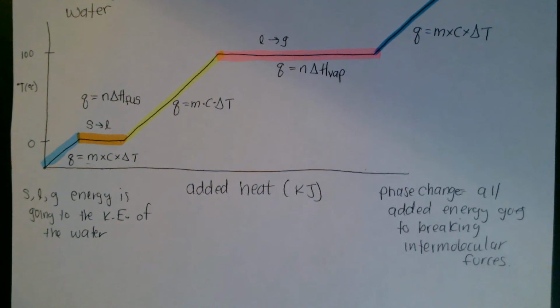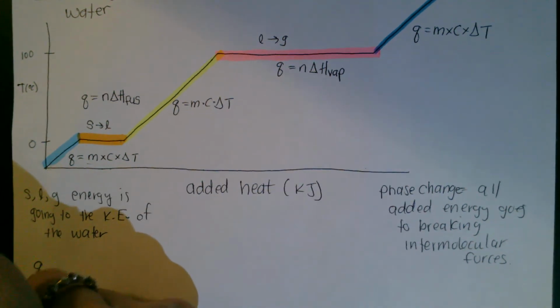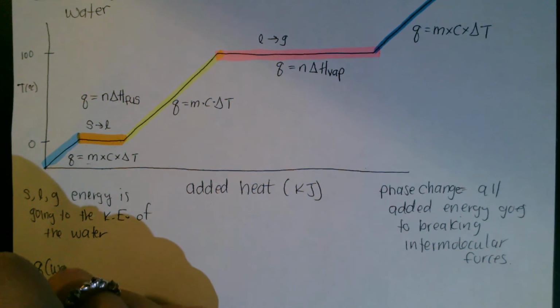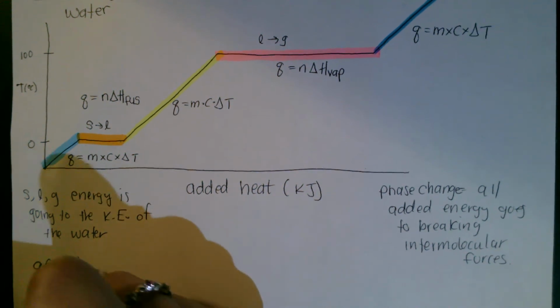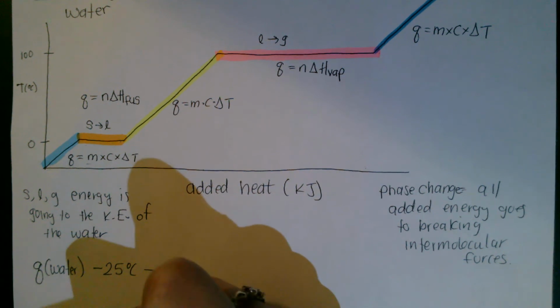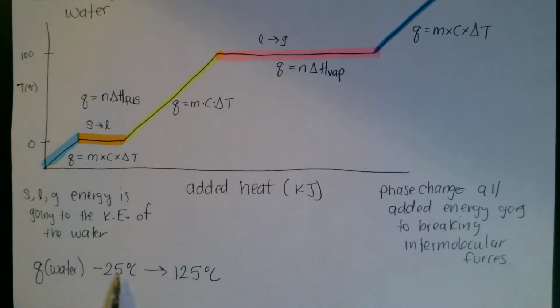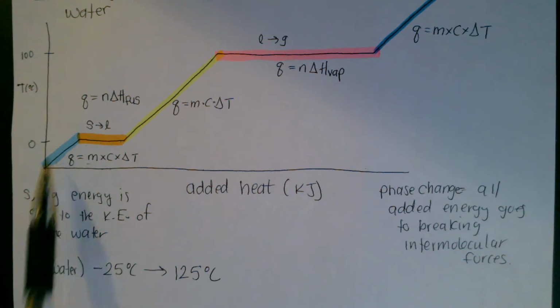Okay, so let's say we wanted to calculate the energy required to take a sample of water from negative 25 degrees Celsius to 125 degrees Celsius. So we want to find Q of water going from negative 25 degrees Celsius all the way to 125 degrees Celsius. Okay, so we'll definitely get to do each segment.